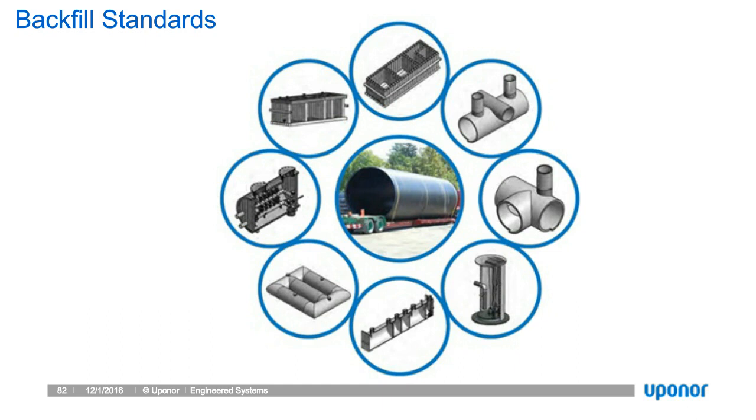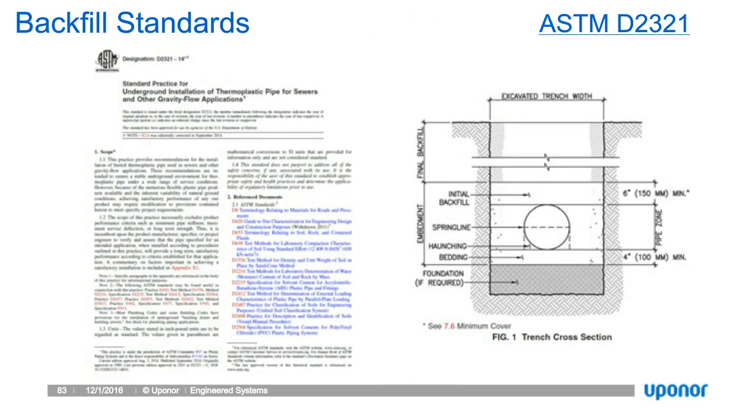Most folks know that, but it's important to talk about the standards related to that. And the primary standard that we would adhere to would be ASTM D2321. This particular standard defines material gradation, placement, and compaction of material around any polyethylene structure. It also defines acceptable subgrade parameters. When we have all those parameters, we can accommodate the project by simply adhering to ASTM D2321.